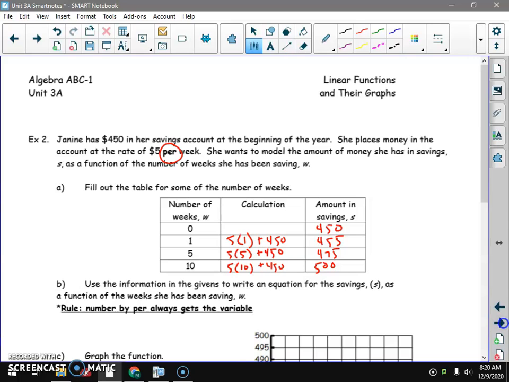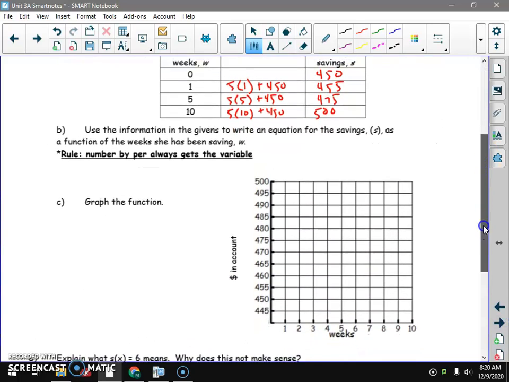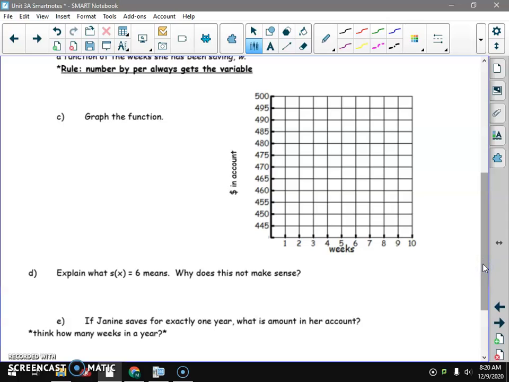We can now graph that. We could say at time 0, when she started, she had 450, and then it goes up by 5s. At 1 is 455, 2 is 460, 3 is 465. That's more than enough. We like 3, I just did 4. If I draw that line right here. Beautiful, there's our graph. All right, so we've got a table, we've got a graph.